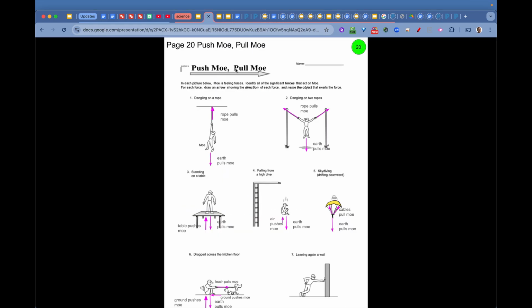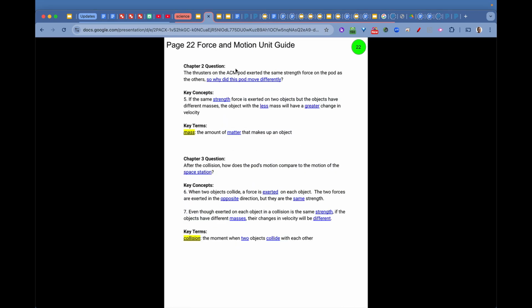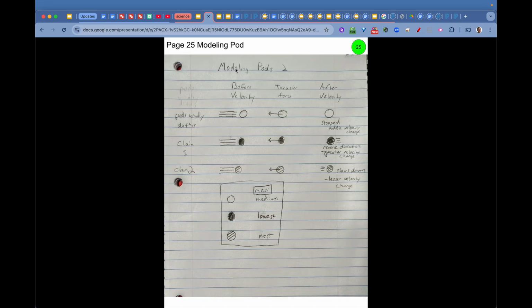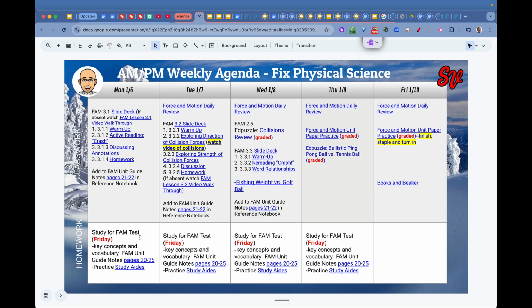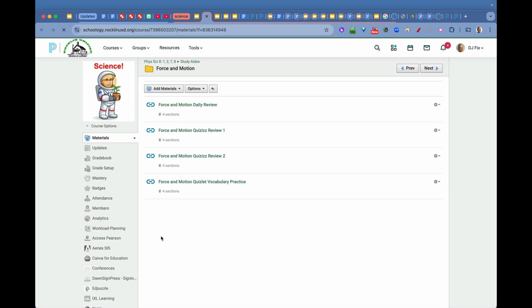Students need to know all the information from page 20 through 25 of the reference notebook. Students could also practice for the test using the study aids folder. There are 4 review activities that they can practice. I recommended that they do it until they have really good knowledge of it, so they don't have to really think about it.